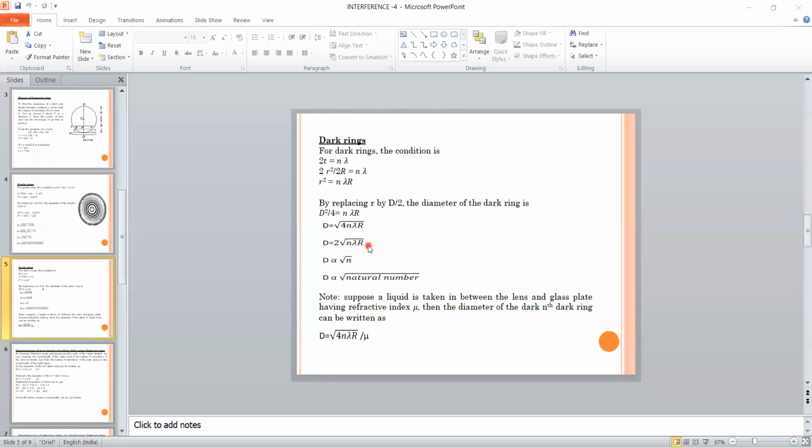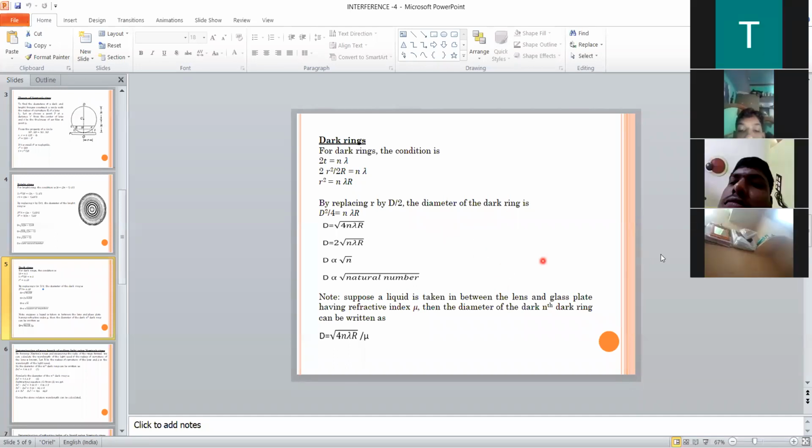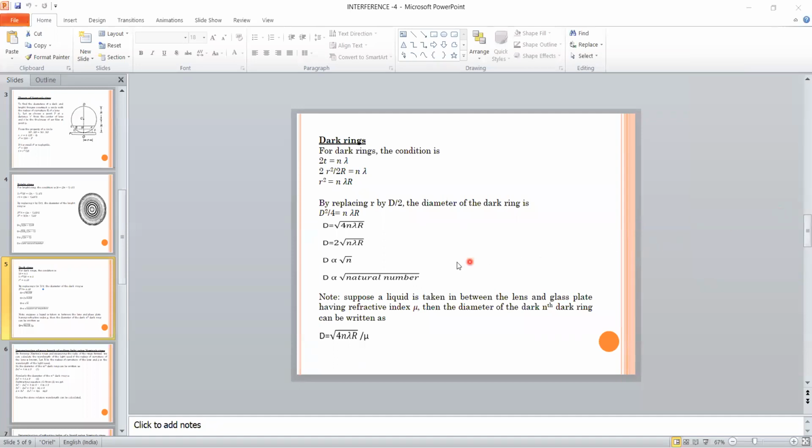Here also n, lambda and R are constant, where lambda is the wavelength of the light and R is the radius of curvature of the given plano-convex lens. So here also the variable is only n. So diameter of the dark ring is proportional to square root of natural number.